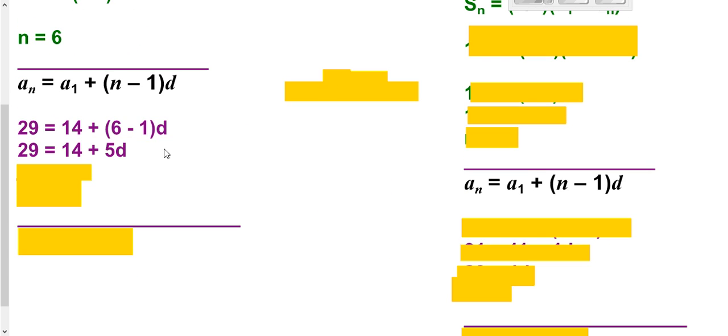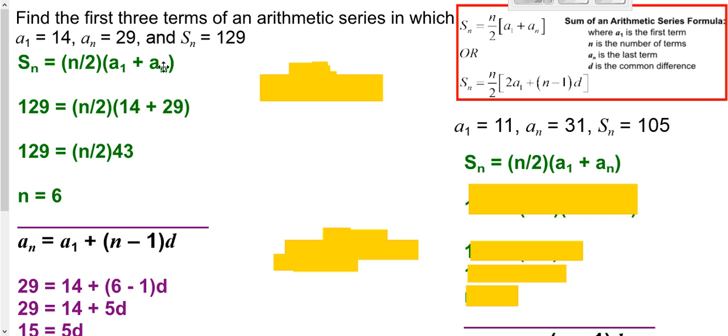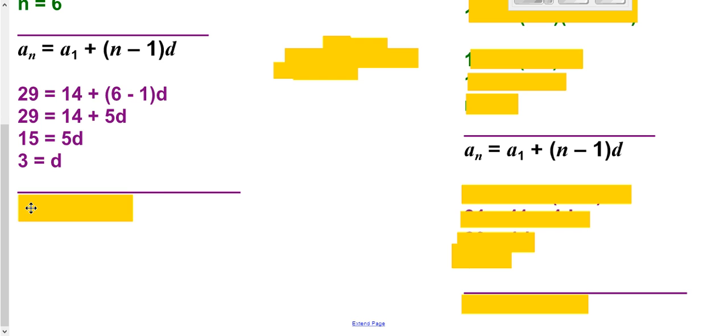So 6 minus 1 is 5. I can subtract 14, divide by 5, I get a difference of 3. Now, it said find the first three terms of the series. So I'm going to start out with my first term, and since it's a series, I need to go plus to add my difference to get to the next term. Add my difference again, and I get 20. That's my first three.